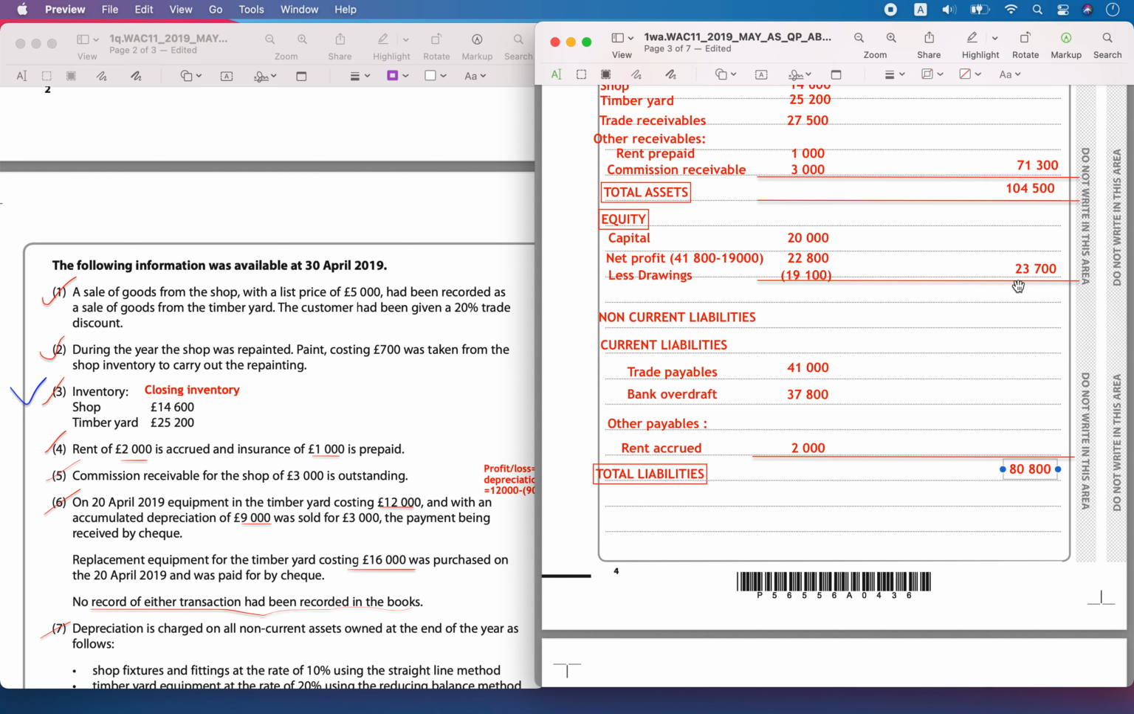Now let's add up these two, equity plus the total liabilities: 23,700 plus 80,800. So that is going to be 104,500. So we can see that both have got balanced. The total assets must be equal to total equity plus liabilities.